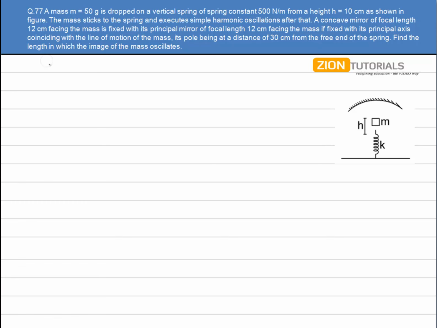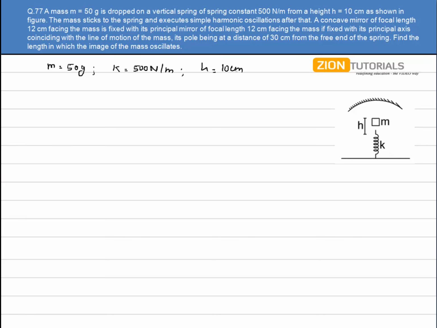A mass m, that is 50 grams, is dropped on a vertical spring with a spring constant of 500 Newton per meter at a height of 10 cm as shown in figure. The mass sticks to the spring and executes SHM.